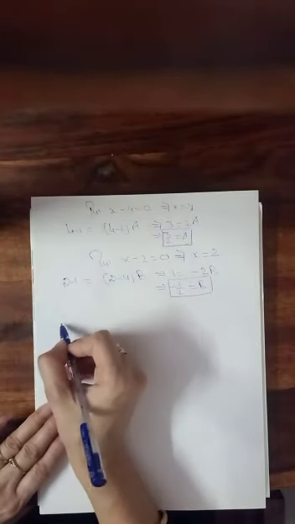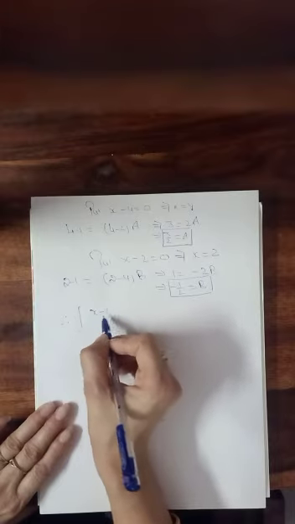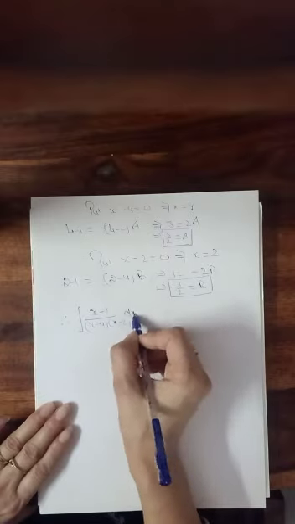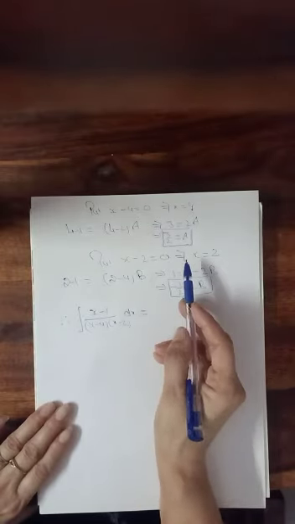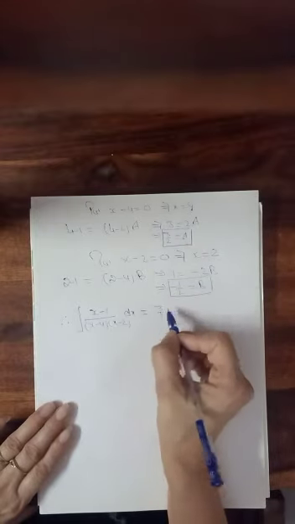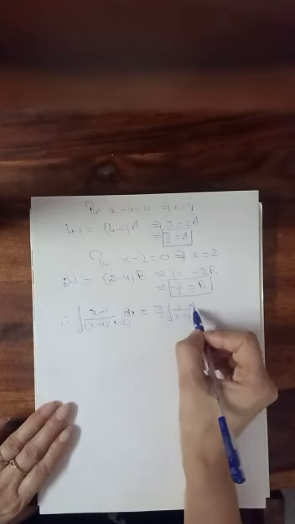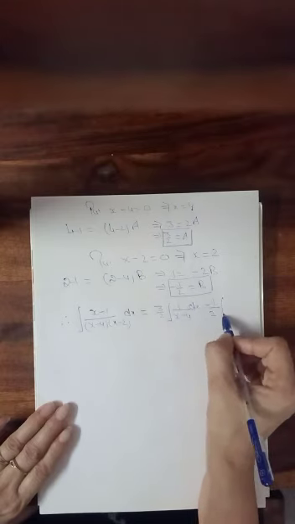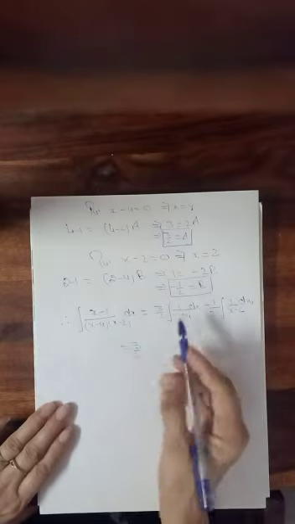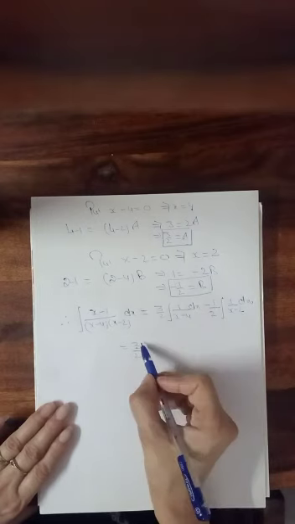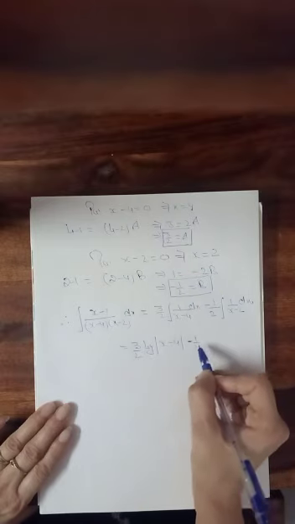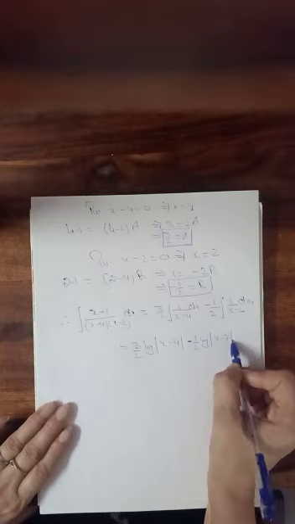Therefore, the integration of (x minus 1) upon (x minus 4) into (x minus 2) dx will become a upon (x minus 4). Now the value of a is 3 by 2, so 3 by 2 times the integral of 1 upon (x minus 4) dx. The value of b is minus 1 by 2 times the integral of 1 upon (x minus 2) dx. Again we have the f dash x upon f of x form. So its integration will be log of mod of (x minus 4) minus half of log of mod of (x minus 2) plus c.